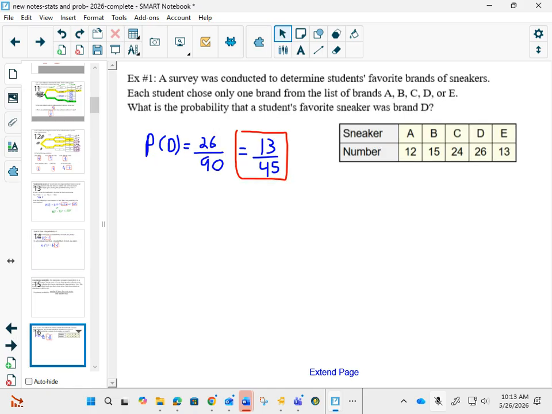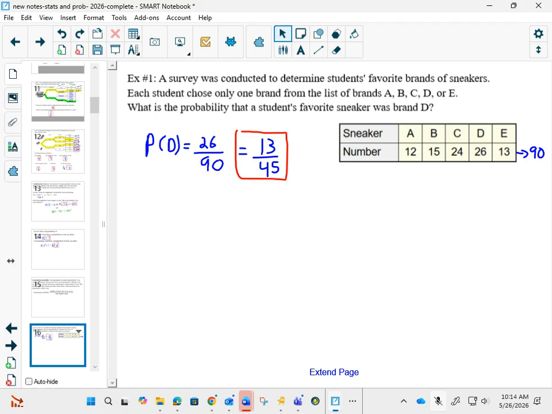So what's the probability of a student's favorite sneaker being brand D? Well, if we add these all up, they all add up to 90. And do you see that 26 picked D? So we get 26 out of 90, which reduces to 13 out of 45 picking D.